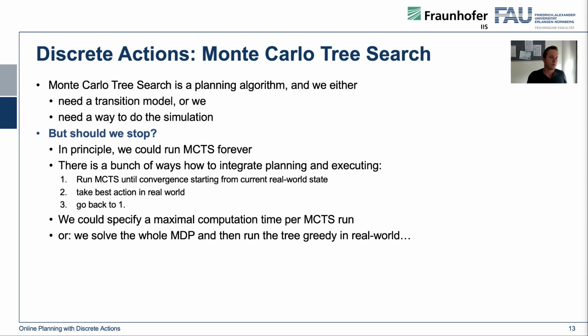Okay, just to sum it up a little bit, Monte Carlo tree search is a planning algorithm, and we either need a transition model to run it, or we need a way to do the simulation. So we need some way of getting to know what's happening in the system. But also the question arises, when should we stop? So we could run this forever and ever, and the question is, when are we done? So in principle, we could run MCTS forever. However, it also depends a little bit on how you want to integrate the planning and the execution of the model.